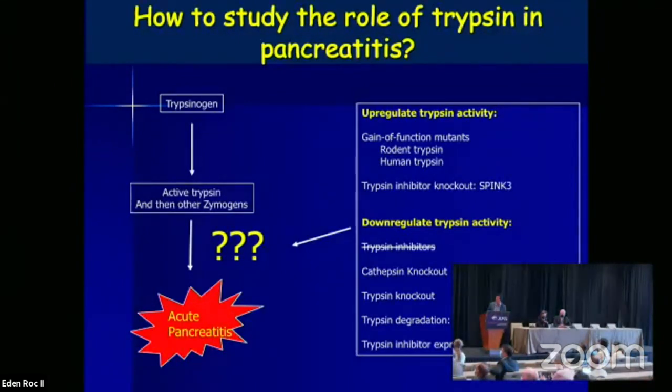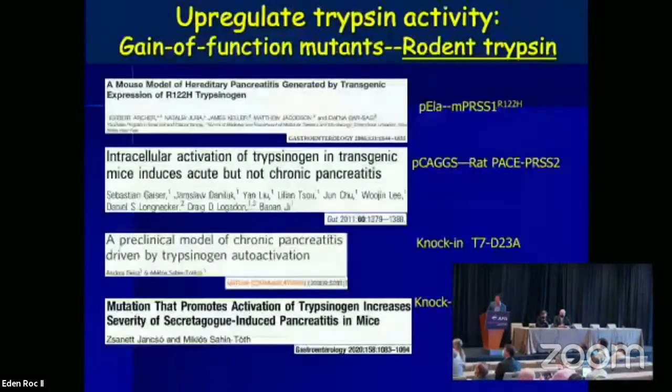There are two ways. One is that you can upregulate the trypsin activity, and another is you can downregulate the trypsin activity. To upregulate the trypsin activity, we can increase the expression of gain of function mutants of trypsin, including rodent trypsin and human trypsin. And also you can reduce the expression or delete the expression of trypsin inhibitor like SPINK3. So I will go over this with you.